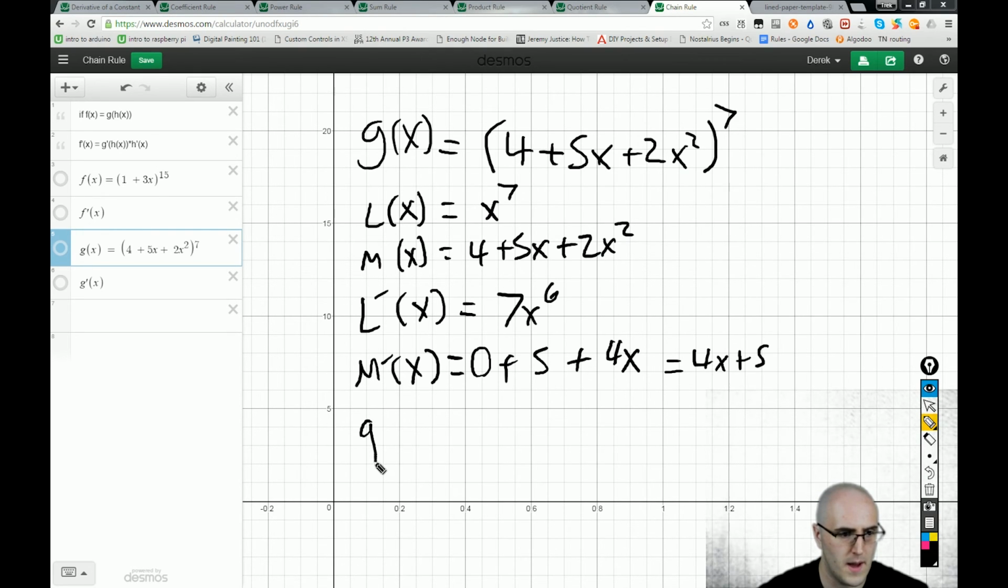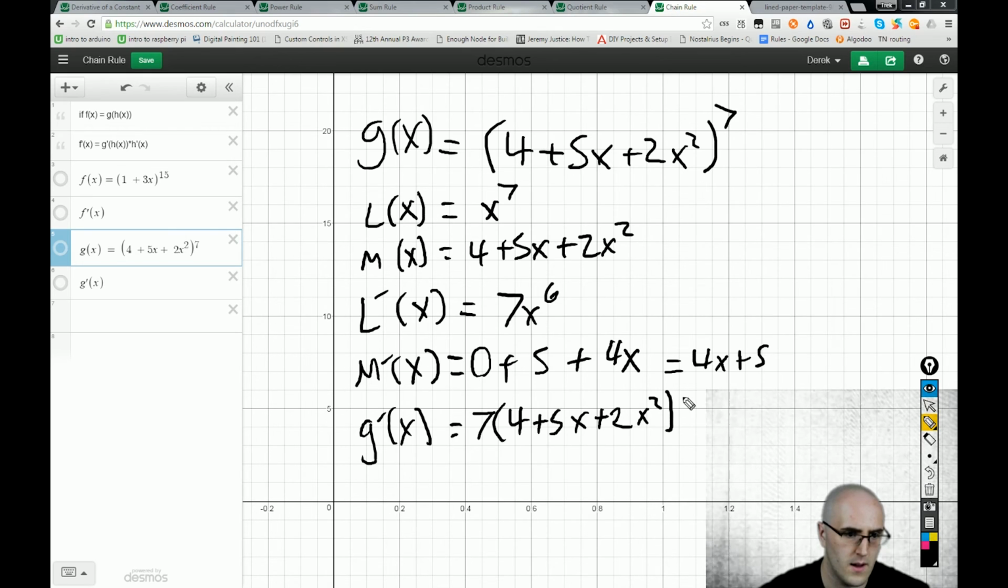Alright, so then with that we can solve our derivative, which is equal to our L prime with m inside of it. So that's 7 times 4 plus 5x plus 2x squared to the 6th times the derivative of what's inside, or m prime, 4x plus 5. And that's our derivative.